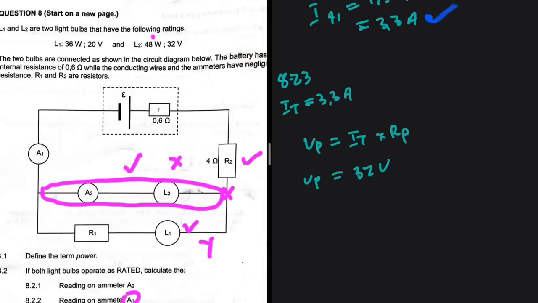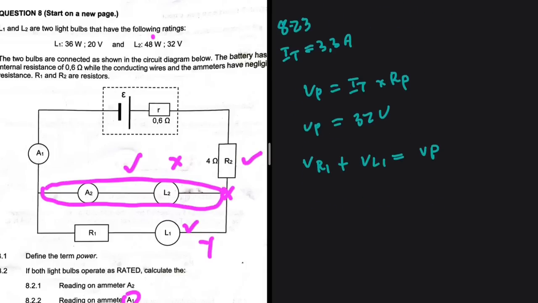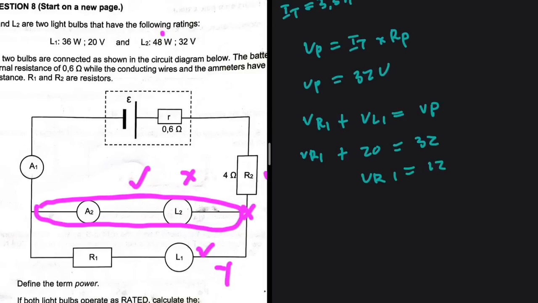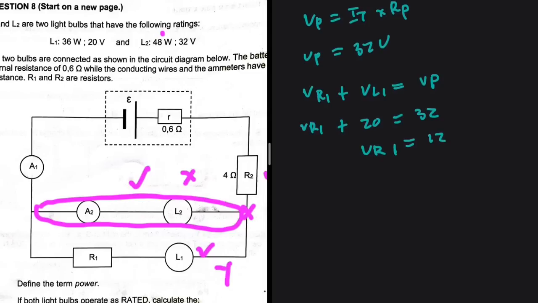So we're saying that V of R1 plus V dissipated by L1 should be equals to VP, right? Because R1 and L1, that's the only two spots where there's a potential difference, right? So V of R1, we can calculate that because we know V of L1. V of L1 is 20. So we have 20 plus V of R1 being equals to 32. So V of R1 is equals to 12, right? 32 minus 20. So there we go. So V of R1 is equals to 12.